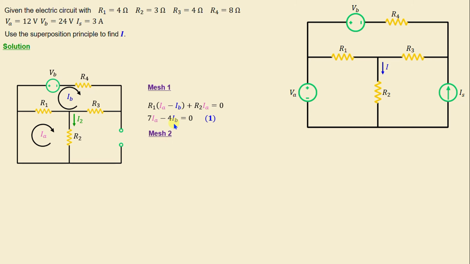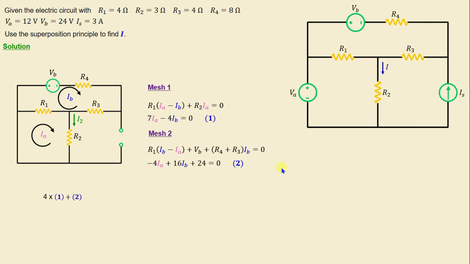Let's move on now to mesh 2. By applying Kirchhoff's voltage law in mesh 2, we can write R1 times IB minus IA plus VB plus R4 plus R3 times IB is equal to 0. If we replace the resistors and the voltage with their numerical values, we obtain negative 4 IA plus 16 IB plus 24 is equal to 0.